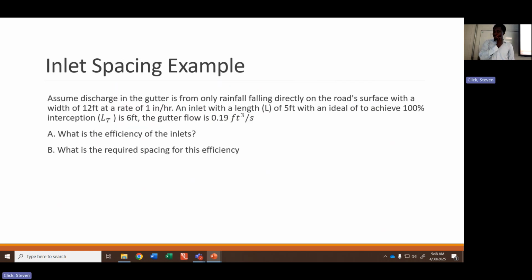So let's try and work out this example. Assuming that the discharge from the gutter is only from the rainfall. As you remember, I said that when you are making these calculations, you have to assume that the rainfall is just from the road only. We have a roadway width to the crown line of 12 feet. The rainfall is falling at a rate of 1 inch per hour. We have an inlet length of 5 feet, and your ideal length is 6 feet. And you have a gutter flow of 0.19 cubic feet per second.